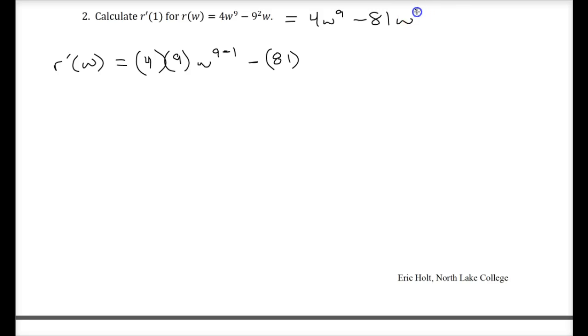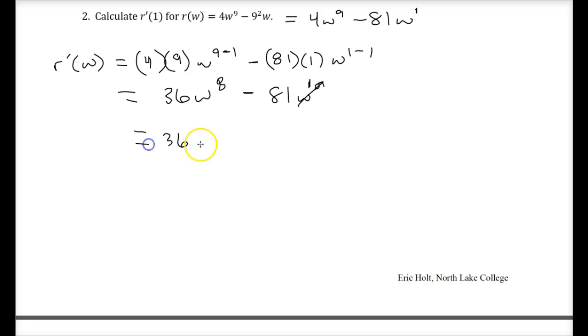And so of course we have an understood exponent 1 here, and then we just say 1 minus 1 for the exponent. And so this is 36w raised to the 8 minus 81. And of course, w raised to the 0 is the same as just 1, because anything raised to the 0 power is 1. So our final answer here is just 36w raised to the 8 minus 81. And so that is what we get for the derivative of r of w.